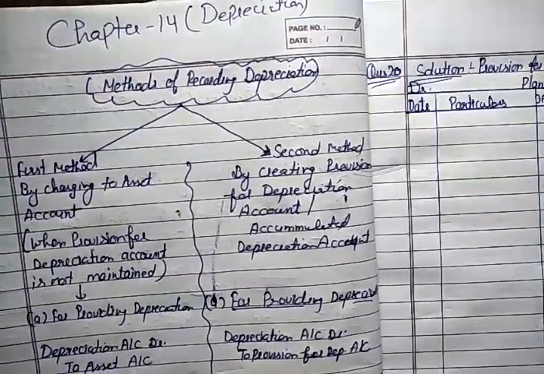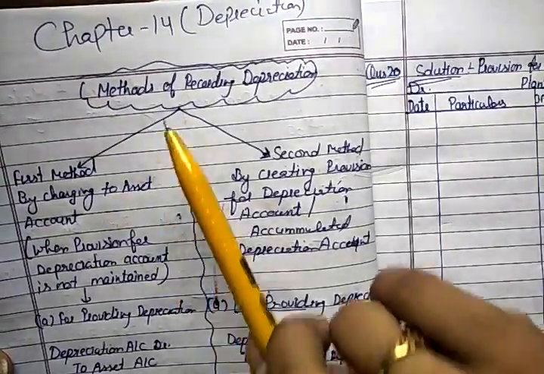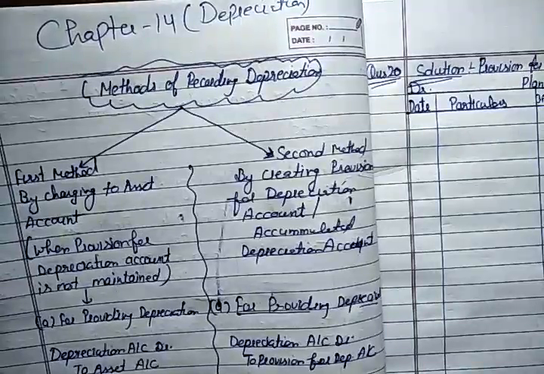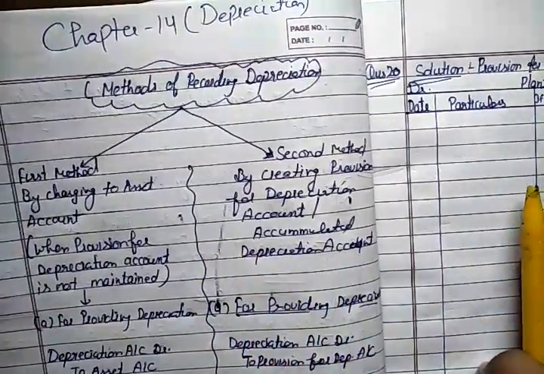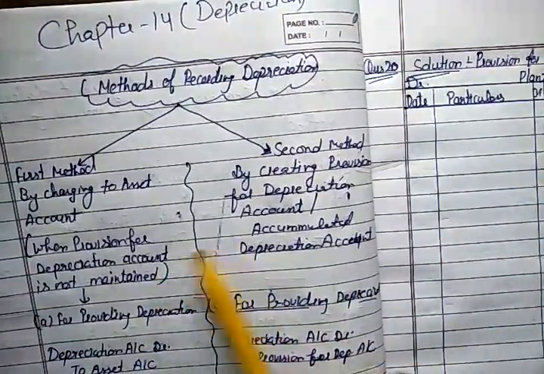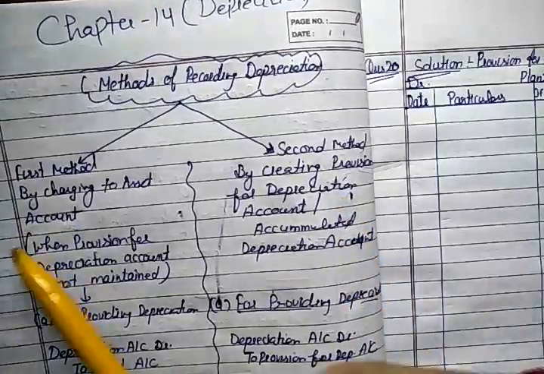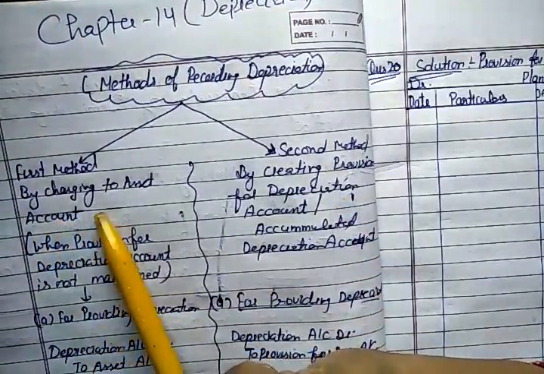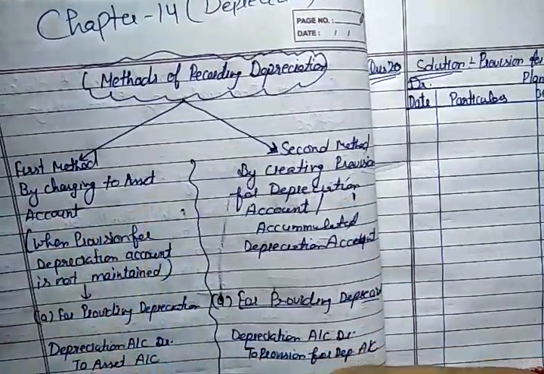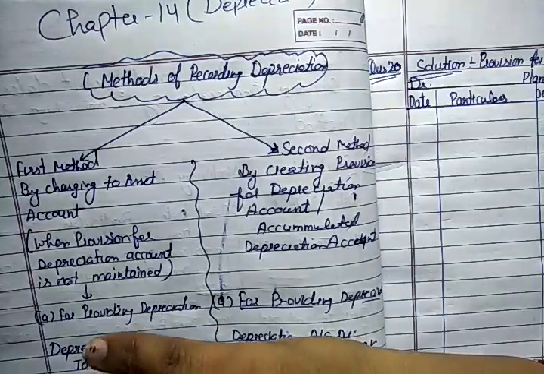So good morning students. Now we are doing the methods of recording depreciation. Students, there are two methods of recording depreciation: the first method and the second method. In the first method, we charge the depreciation to the asset, as we did earlier in the original cost method.